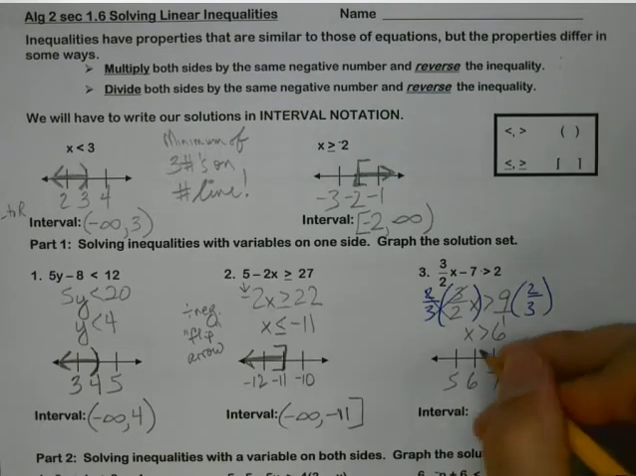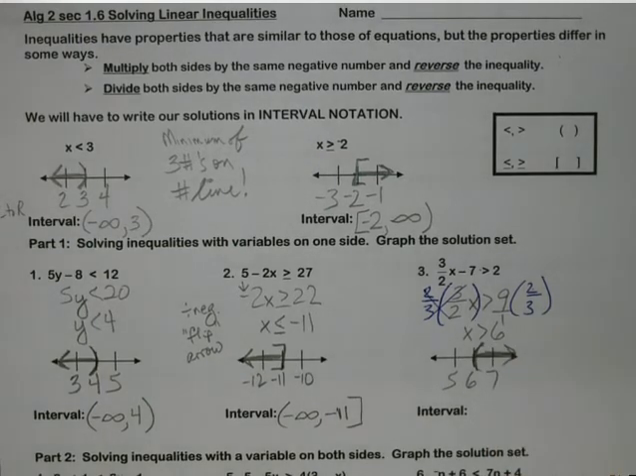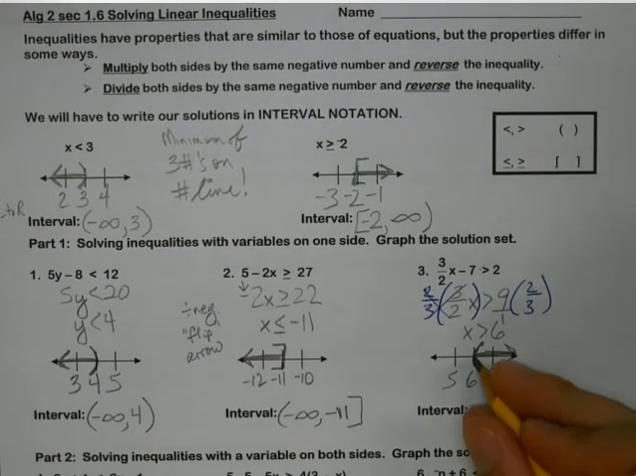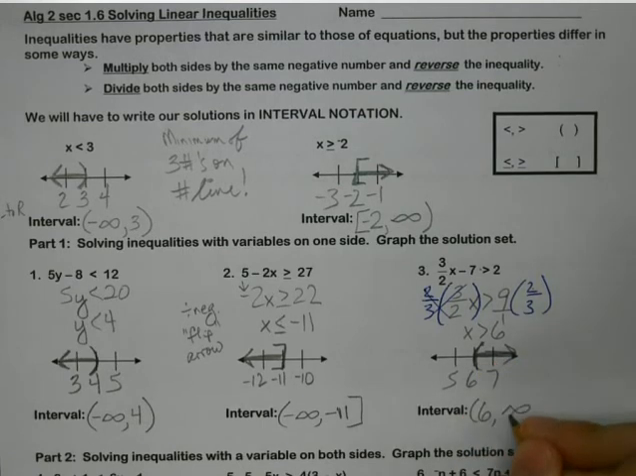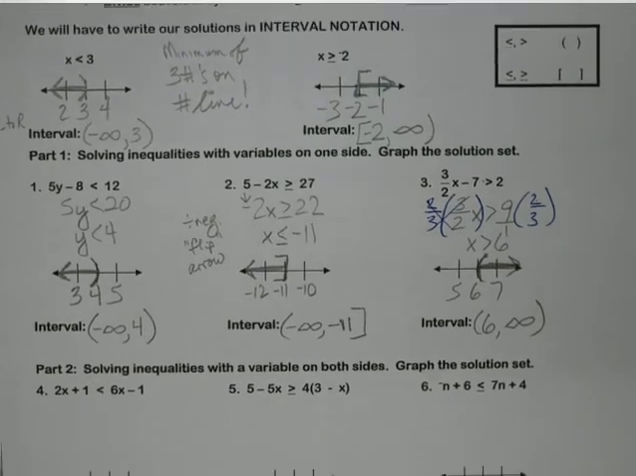And again, no or equal to, it's a parenthesis, greater than's heading to the right. Okay, and again, we start at the leftmost point, so we start at the 6, go off to infinity. So far, so good.